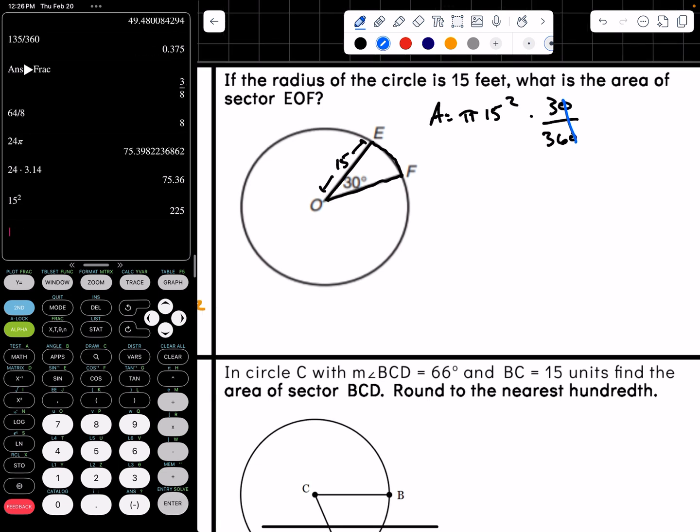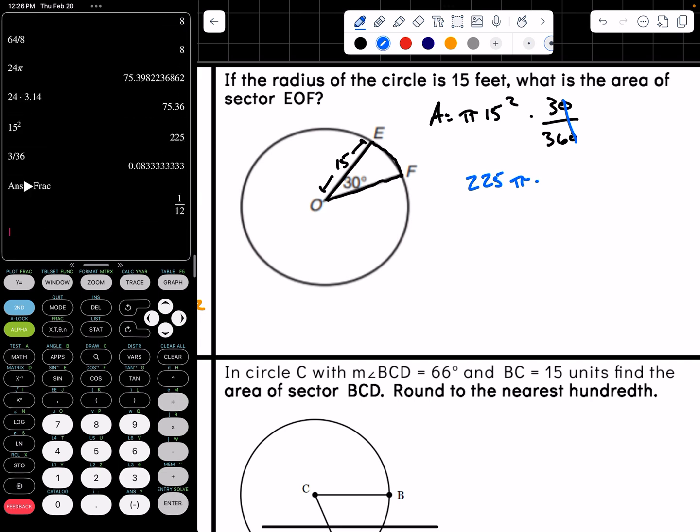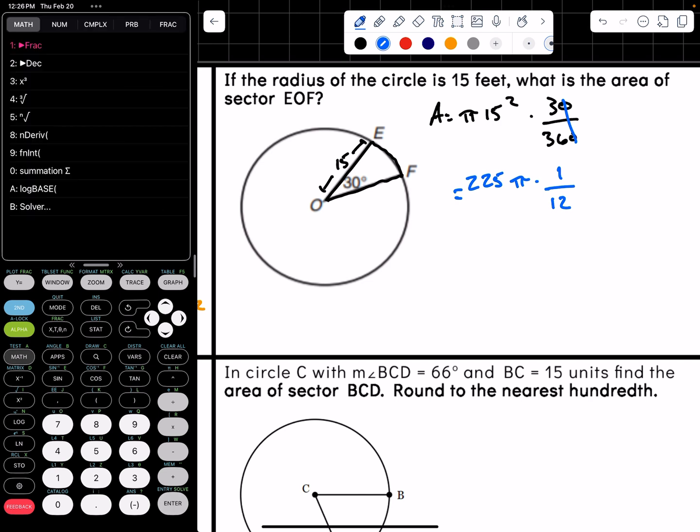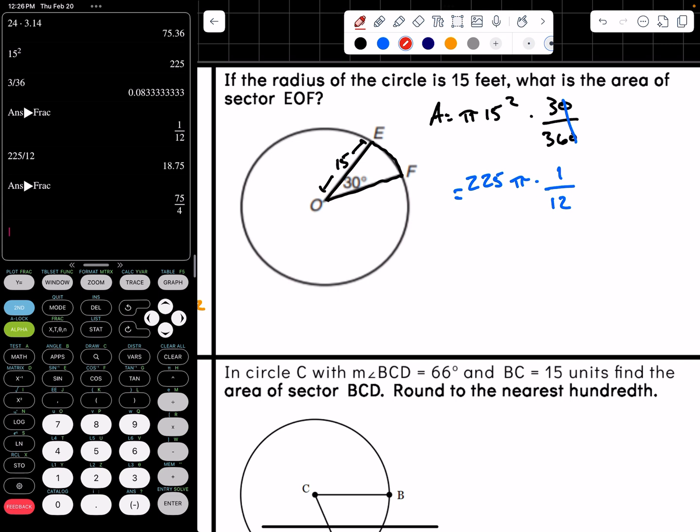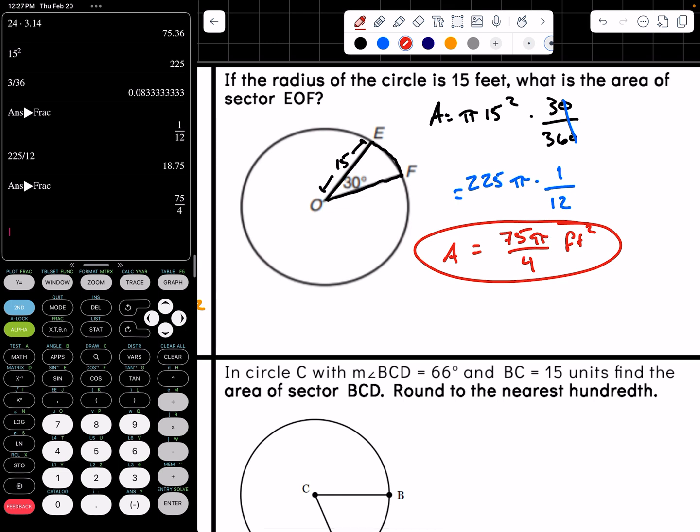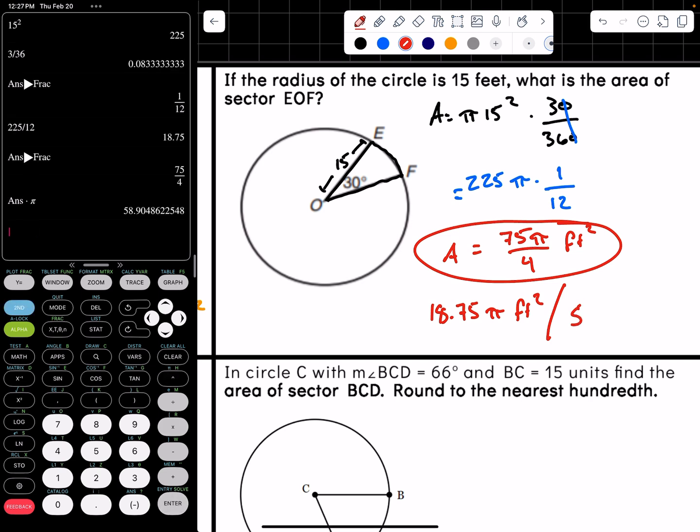15 squared is going to be 225. 225 pi times 3 divided by 36. Math frac 112. So we end up with 225 pi over 12, 225 divided by 12. Does that simplify at all? Let's see. It does. So we end up with the area being 75 pi over 4, and that is going to be feet squared. And if I need to evaluate this, we're going to multiply that. We've got 18.75 pi feet squared, or if we multiply it by pi, we end up with 58.905 feet squared.